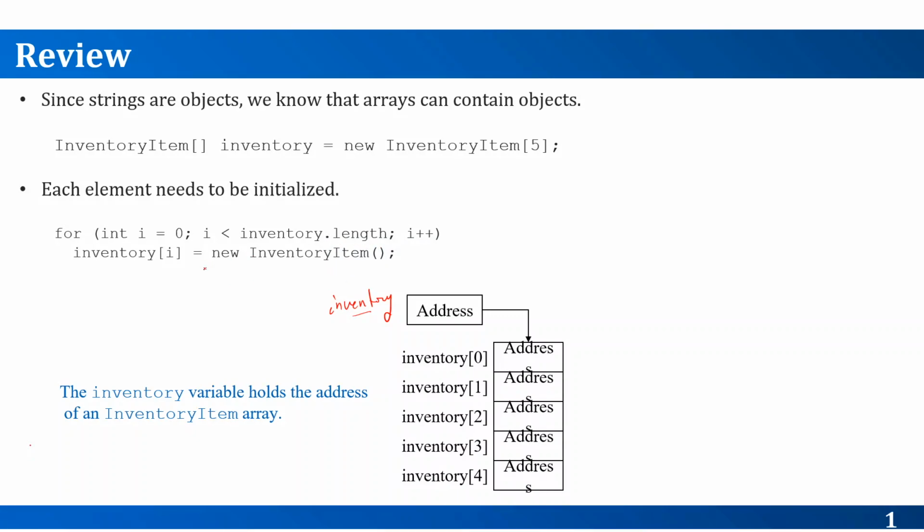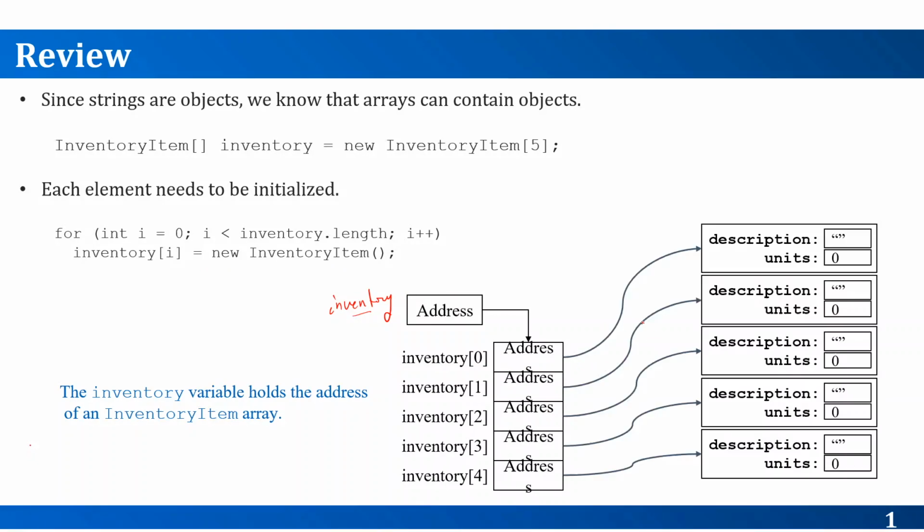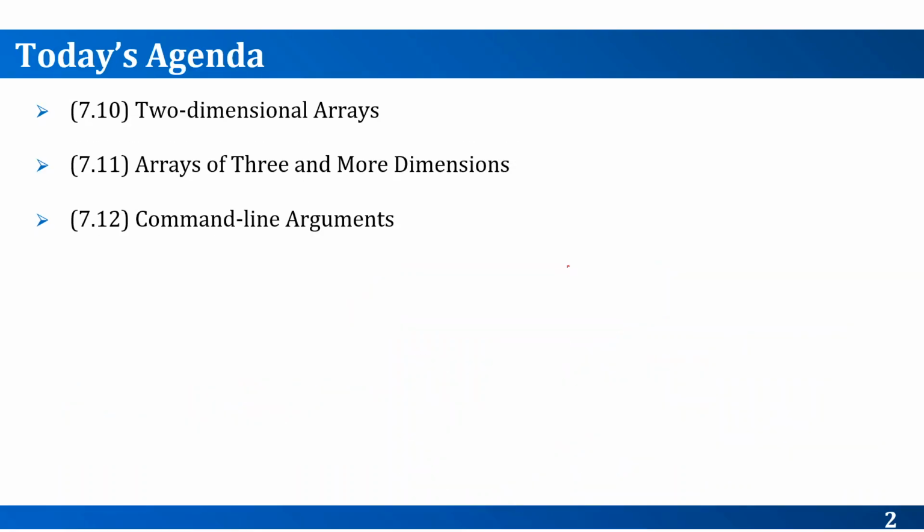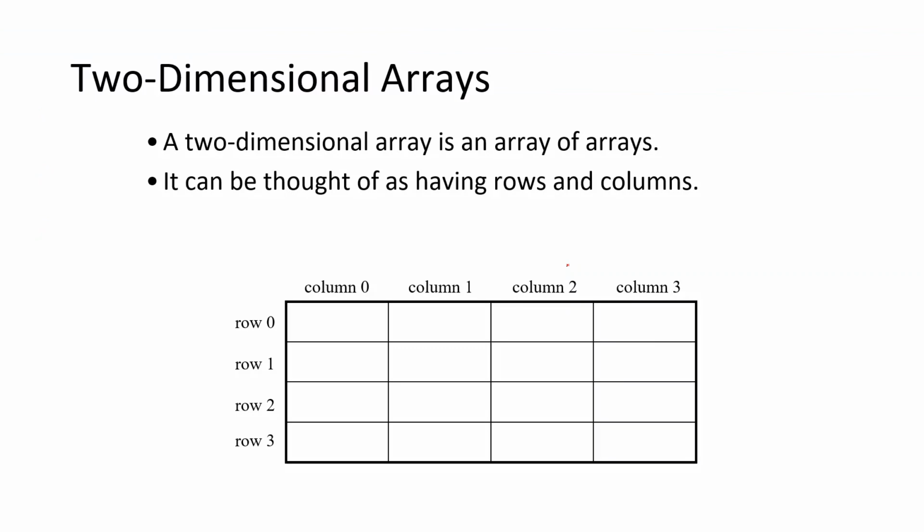What you do is that you go and create a new inventory item in it, and this means one by one it's going to be pointing to a new object in the memory that has a description of empty strings and units of 0, because we are creating inventory items without any arguments. So that's how to create an array of objects, a one-dimensional array of objects. What we want to learn today is how to deal with two-dimensional arrays of primitive data types or objects or anything that we want to use in Java.